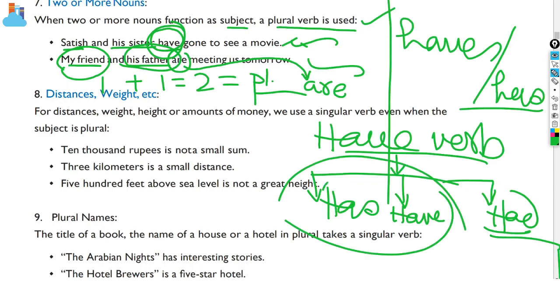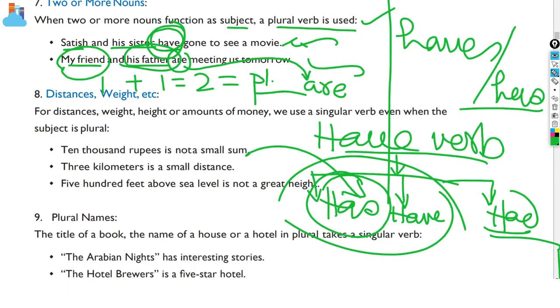So first let me tell you the rule. The rule is that has actually comes with the third person and singular one. When has is there, that means it is singular. When have is there, it is plural. Have is there, third person plural.